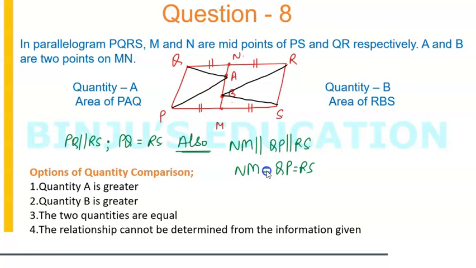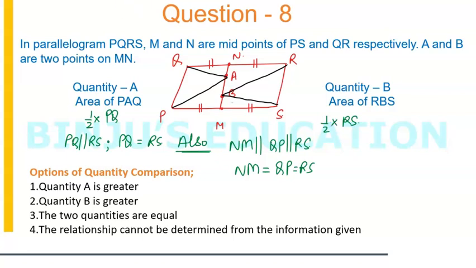Now, if you talk about the area of a triangle, it is nothing but half base into height. Basically, what we need to compare is the bases of the two triangles and the heights of the two triangles. So for triangle PAQ, let's take the base to be PQ. And for triangle RBS, let's take the base to be RS. Now PQ and RS will be equal because in a parallelogram, opposite sides are equal.